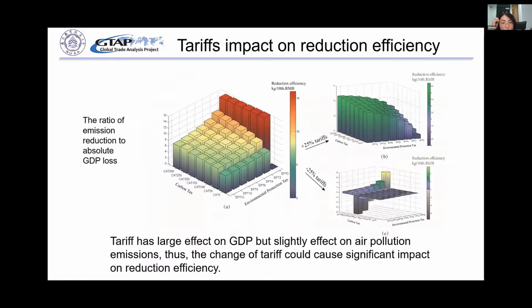And we also take some results from the tariff scenarios. We can see the increased tariff, and this is the tariff decline of 25%. Tariffs have a large impact on GDP, but only a slight impact on air pollution emissions. Thus, a change in tariffs could cause a significant impact on abatement efficiency. We define the efficiency as the ratio of emission reduction to GDP loss.